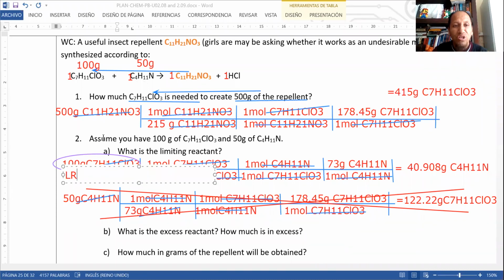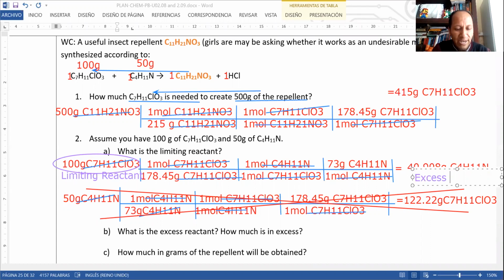Because in your notes, you should have put that the limiting reactant is the one that's been used up totally. I'm using all of the 100 that I was given. So the first compound is the limiting reactant, meaning that the second one is the excess reactant. Why is that? Because I have it in excess. I only need 40.9, but I have 50. If you got that part, I hope you took your notes.